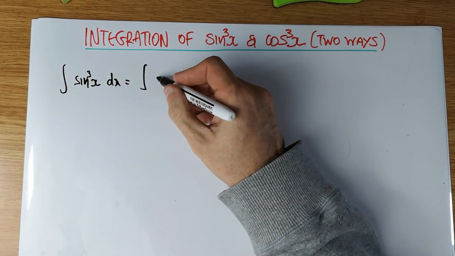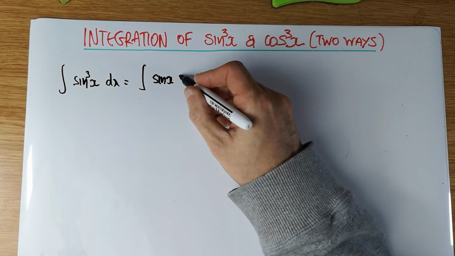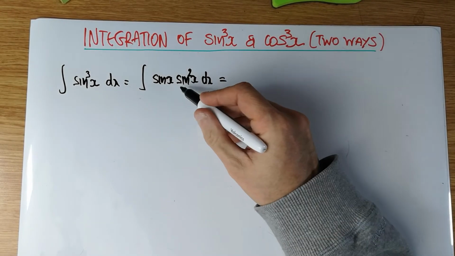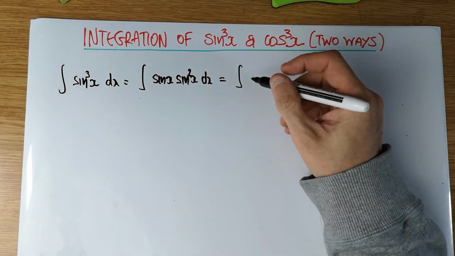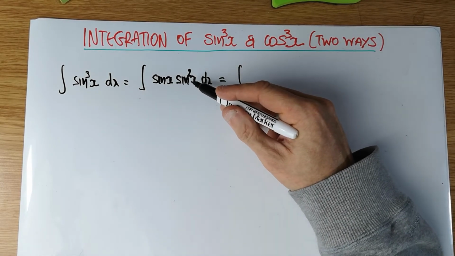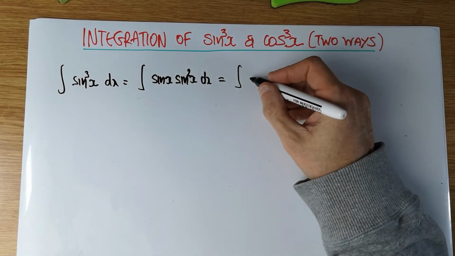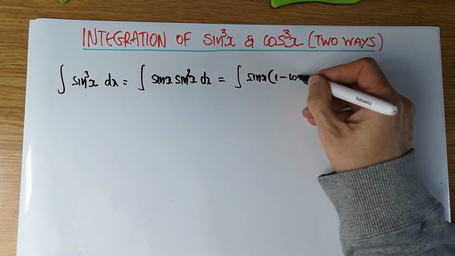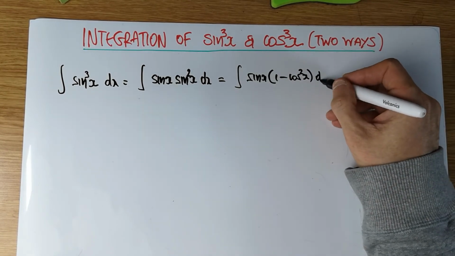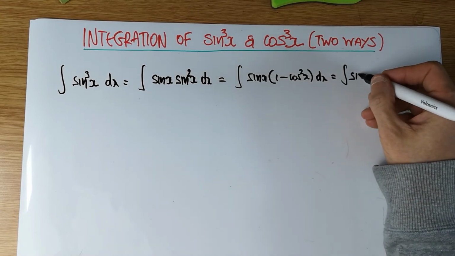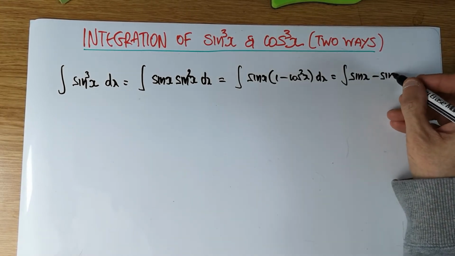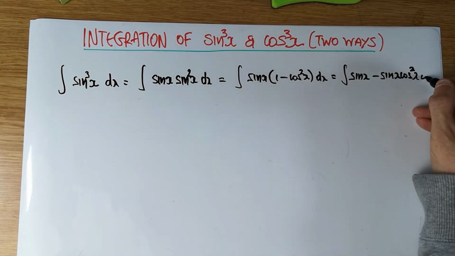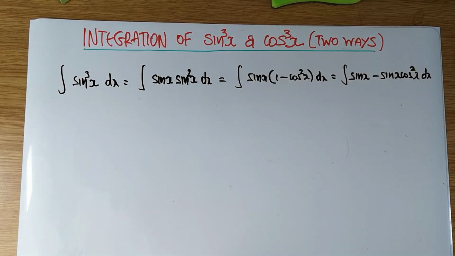The first thing I will do is split this into a sine x multiplying a sine squared of x dx. The next thing I'm going to do is replace the sine squared, as I did in the previous example, with 1 minus cos squared. So this will become, on the next line, sine x times (1 minus cos squared of x). My intention is, of course, to multiply it out. So we've got sine x minus sine x cos squared x dx. And of course now this is integrable.